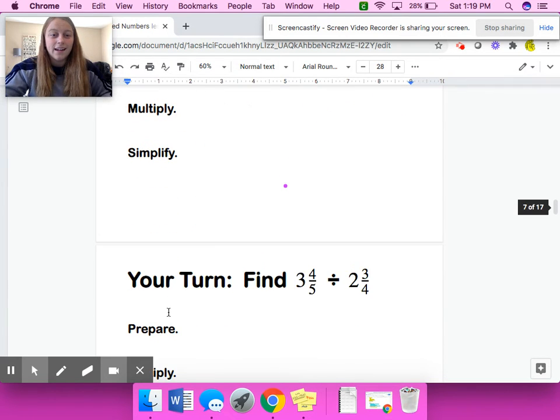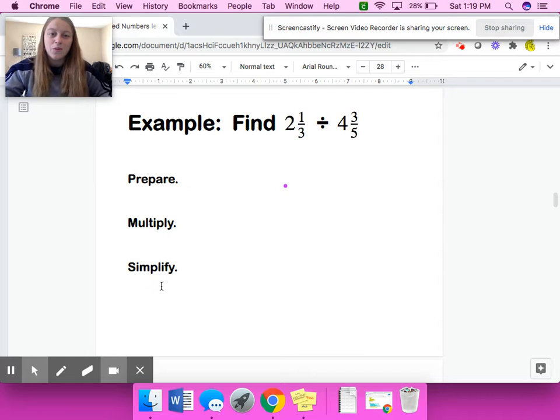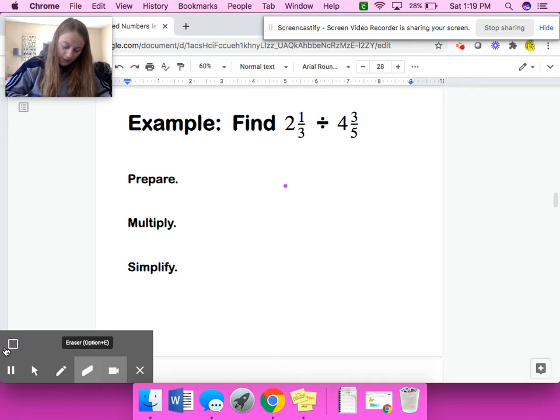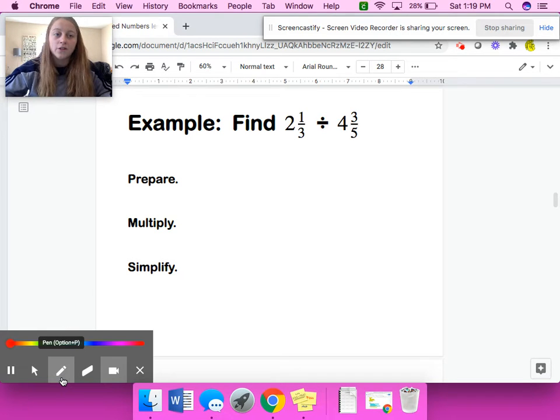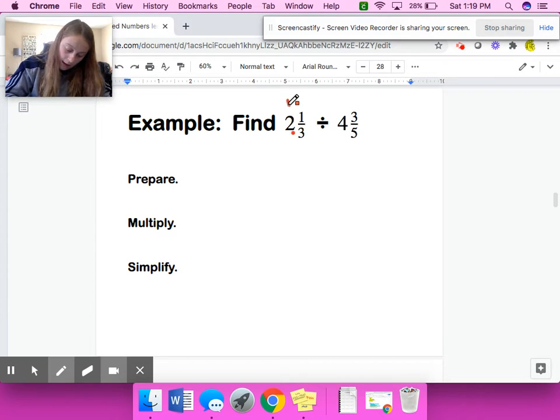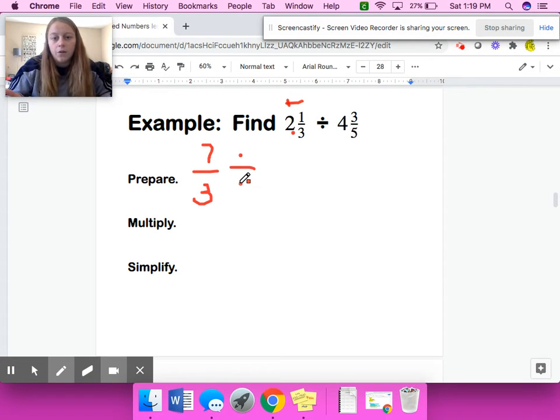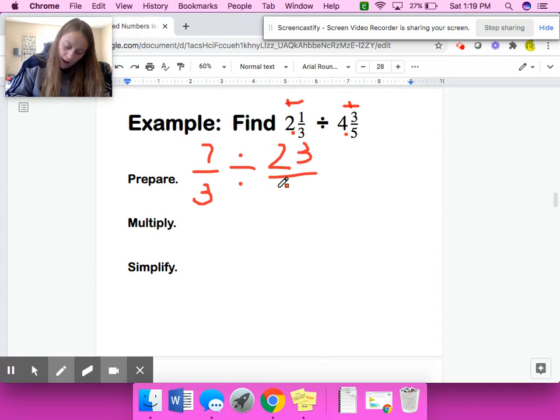Let's go ahead and look at another example here. 2 1/3 divided by 4 3/5. So the first thing we're going to do here is prepare our fractions by changing any mixed numbers to improper. So 2 1/3, remember we multiply and then add. So 3 times 2 is 6, plus 1 is 7. So we really have 7/3 divided by, we've got to do the same for the other mixed number. So we multiply 4 times 5 and add in our 3 to give us 23 over 5.